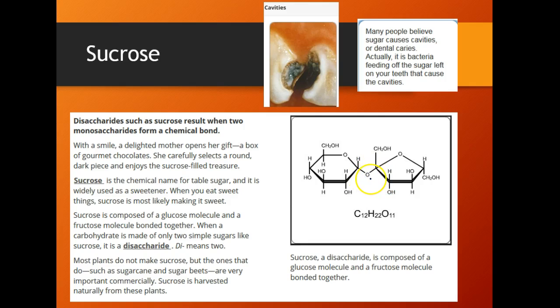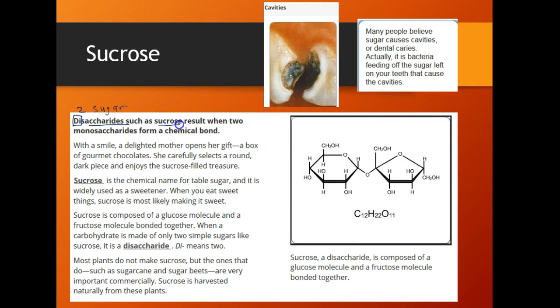Okay, so all of the different examples that we just talked about were examples of monosaccharides. Mono meaning one, saccharide meaning sugar. Now we're going to take a look at a disaccharide called sucrose. Di means two, and saccharide still means sugar. So now what we're going to be looking at are simple sugars that are made up of 2 sugar molecules.